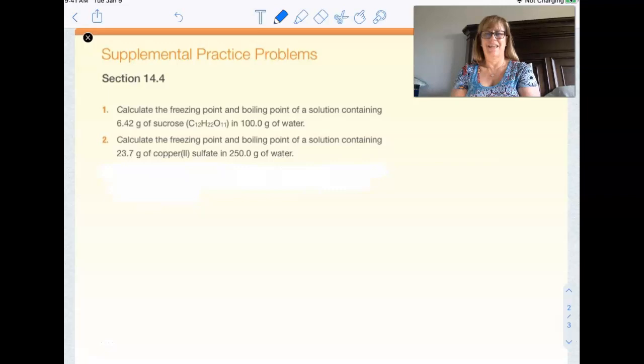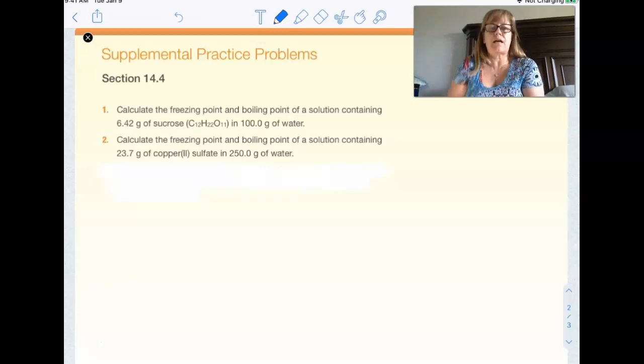Welcome back. So in this video, I'm going to work out a couple practice problems for you so you can see it in effect. I got these straight out of your textbook, as you can see in the supplemental practice problems of section 4 in chapter 14. So this would be a standard way you would see a colligative property question asked. We'll work number 1, and then number 2 you're going to try on yourself and then come back.